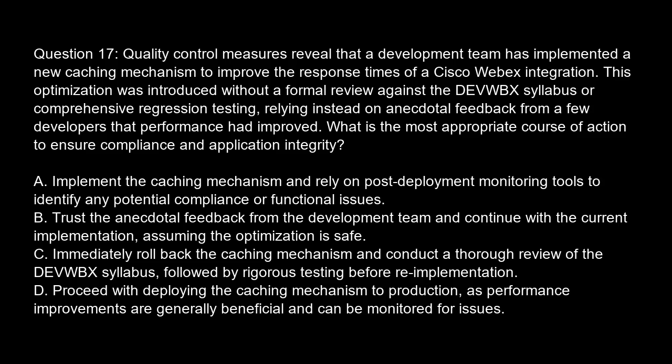Option A. Implement the caching mechanism and rely on post-deployment monitoring tools to identify any potential compliance or functional issues. Option B. Trust the anecdotal feedback from the development team and continue with the current implementation, assuming the optimization is safe. Option C. Immediately roll back the caching mechanism and conduct a thorough review of the DEVWBX syllabus, followed by rigorous testing before reimplementation. Option D. Proceed with deploying the caching mechanism to production, as performance improvements are generally beneficial and can be monitored for issues.